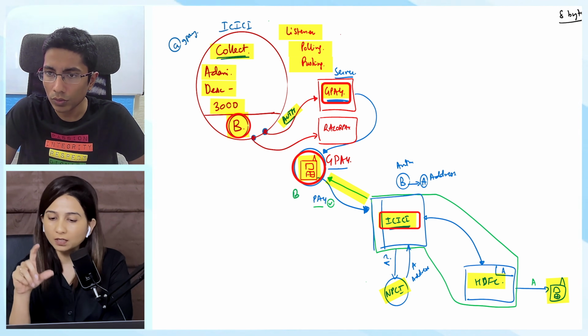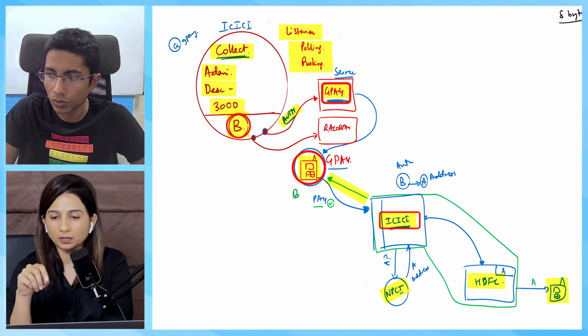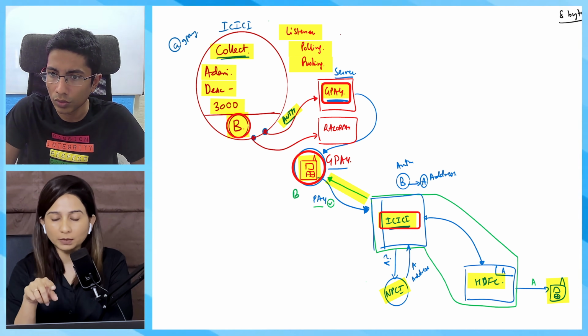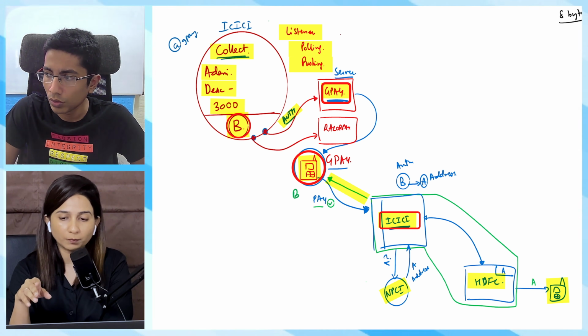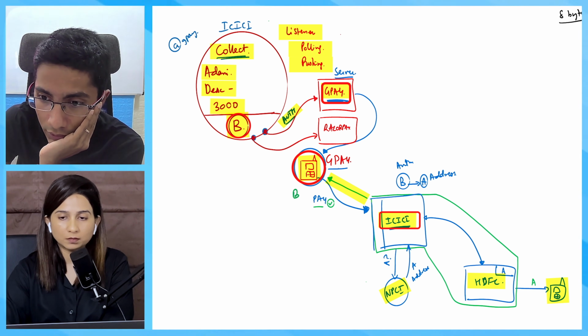So NPCI is the correct entity who is actually going to handle this, and it is going to use one of the mechanisms that you have listed there. You have listed two mechanisms: polling and pushing. Okay, I think I'm understanding now.